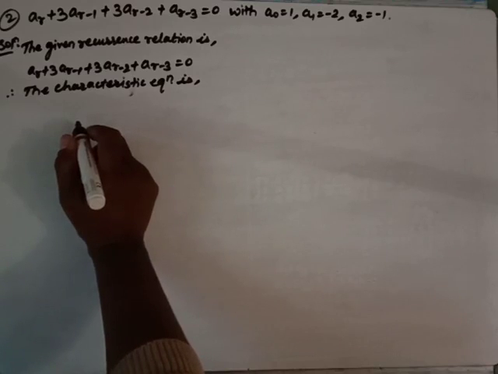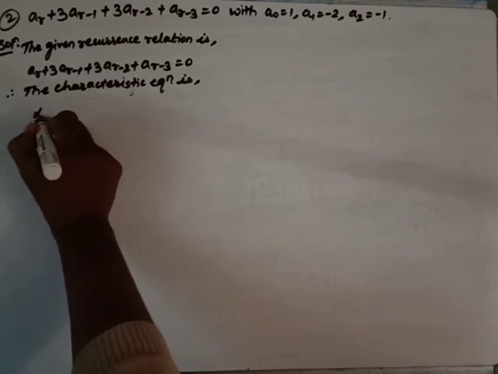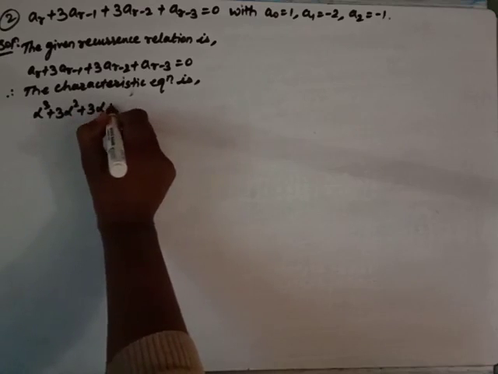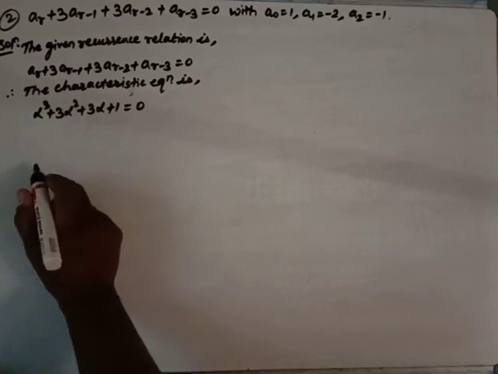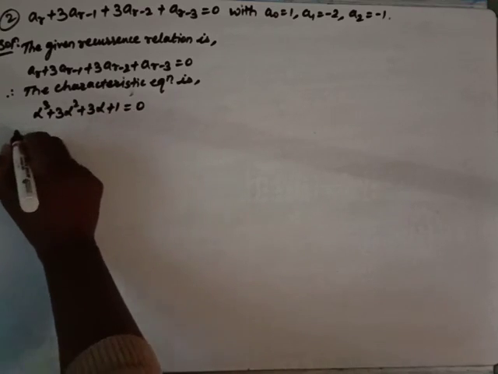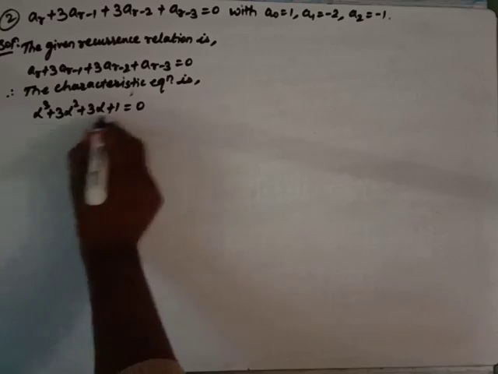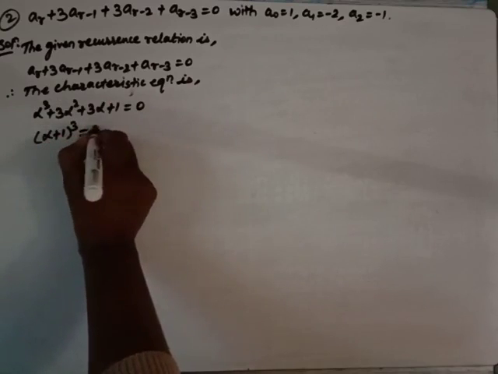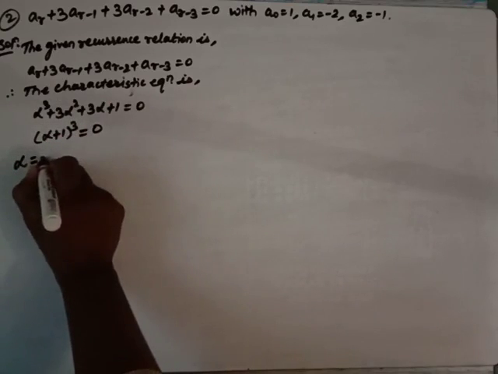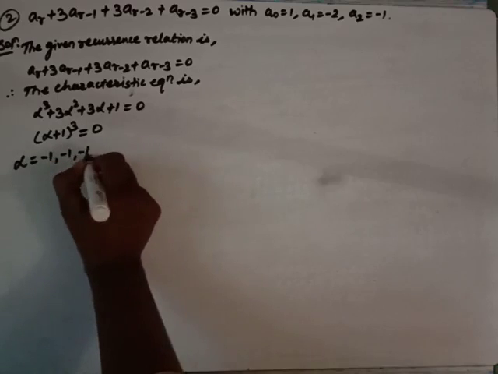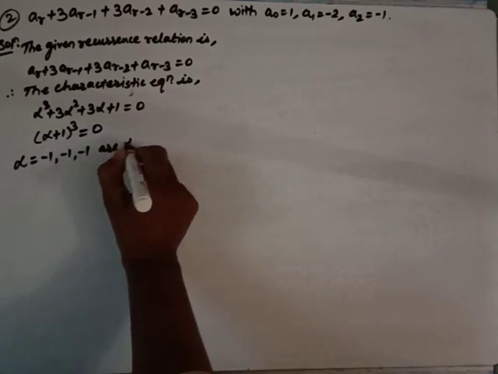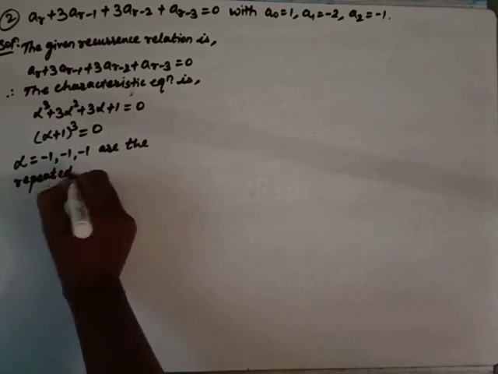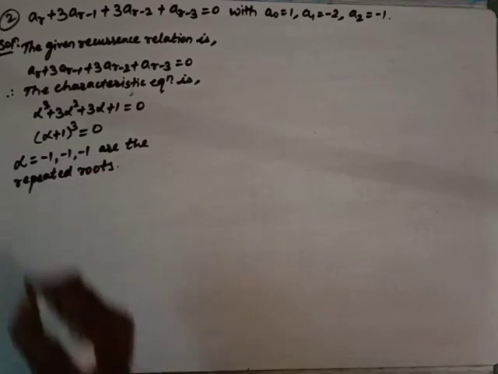What is the characteristic equation here? It will be alpha cubed + 3 alpha squared + 3 alpha + 1 = 0. If you look at this carefully, it is nothing but (alpha + 1) cubed = 0. So this gives alpha = -1, -1, -1. These are the repeated roots.